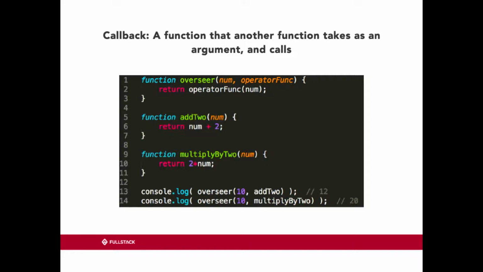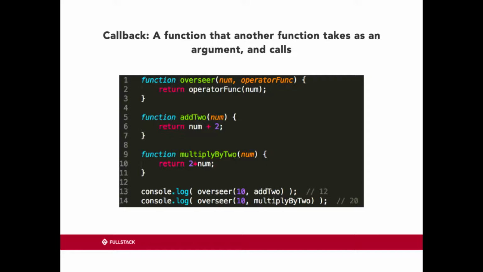So in this case, if we start on top at line 1, we have this function called overseer, right? And then in line 13, ignore the console log for now, that just prints things out, we call overseer and we pass in two arguments. The first argument is a number, which we've seen quite often, but the second argument is this thing called add2, which if you look on line 5 is actually another function.